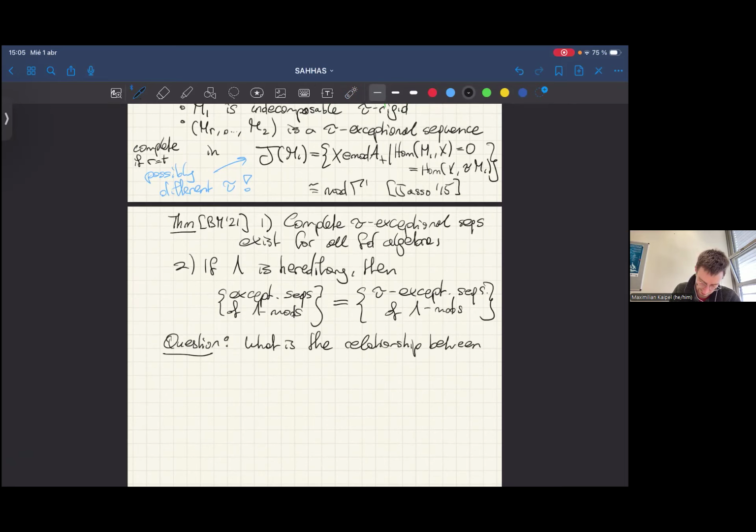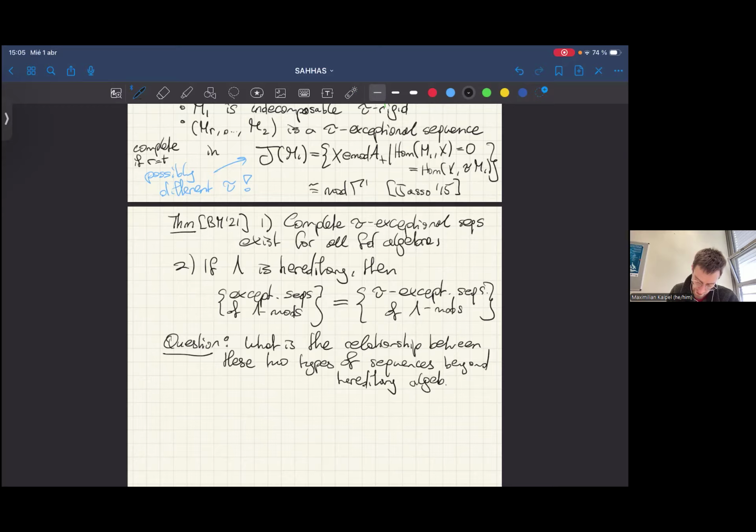So what is the relationship between these two types of sequences beyond hereditary algebras? And basically nothing else was known.